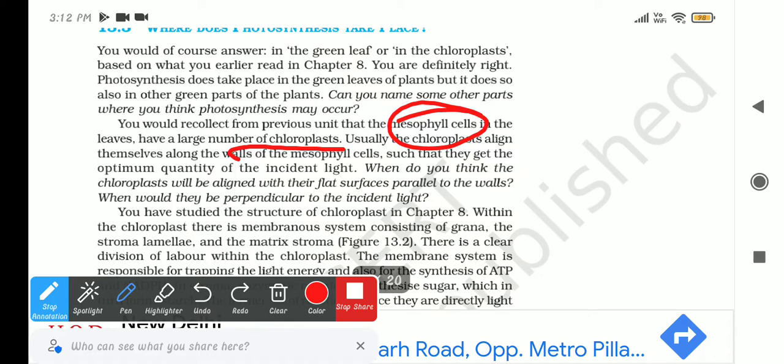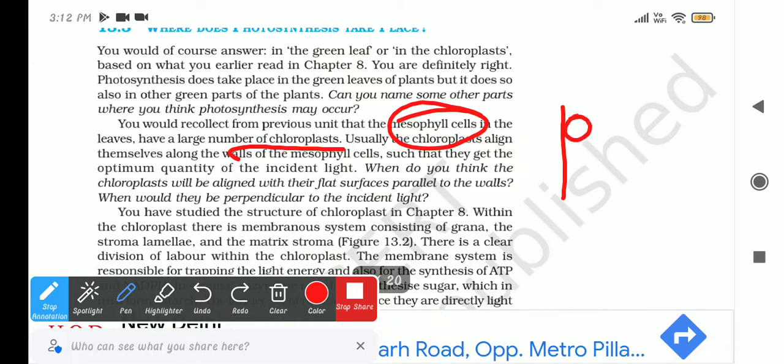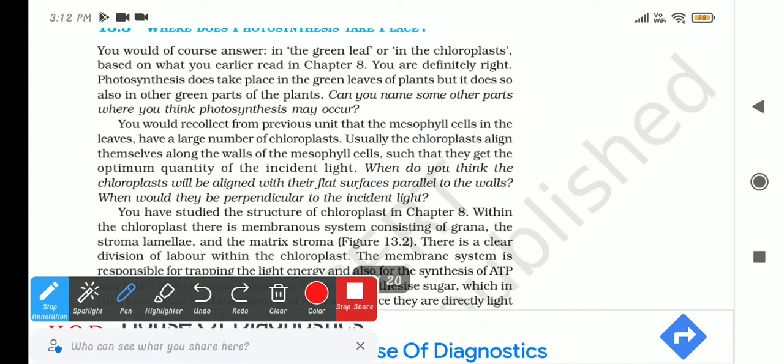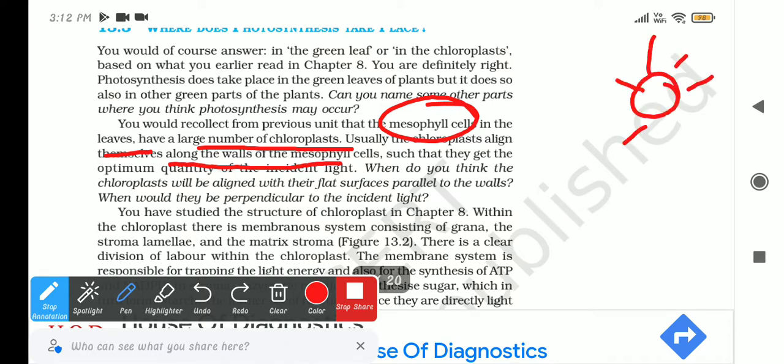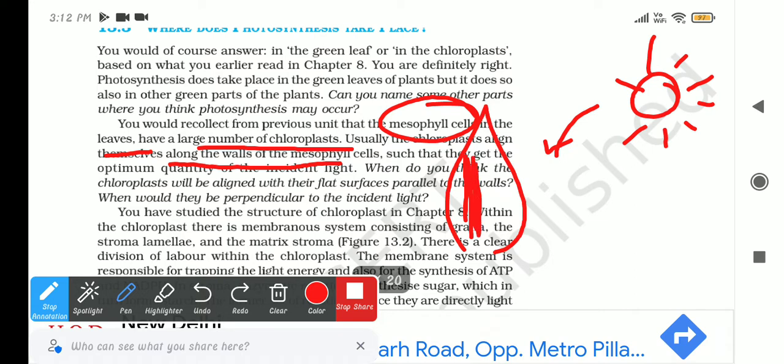And usually the chloroplasts align themselves along the walls of the mesophyll cells. Like if it is the wall of mesophyll cells, then the chloroplasts will align at the walls of it. Okay, so it happens in the mesophyll cells in the leaves, which have a large number of chloroplasts, majorly aligning along the walls of the mesophyll cells, such that they get the optimum quantity of incident light. Like for example, from here we are getting the light. It is the incident light, and here is the leaf. It is a mesophyll cell.